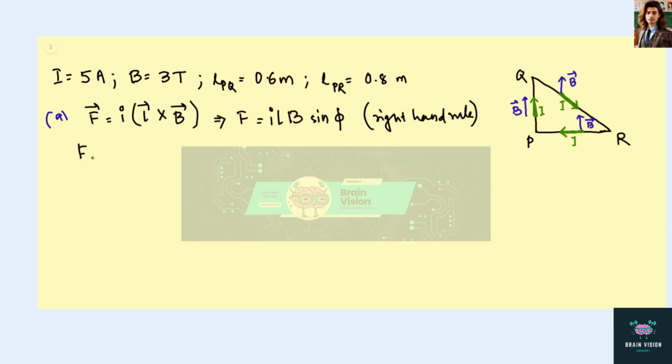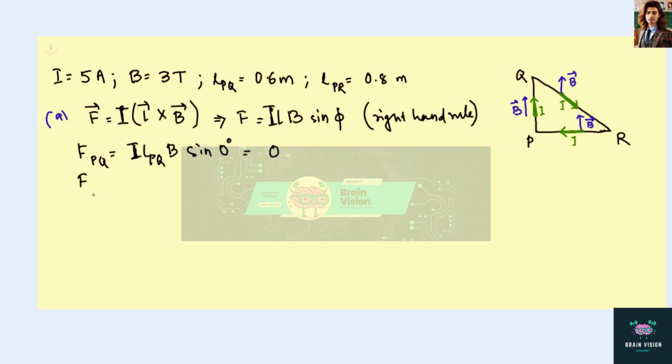So FPQ is going to be I times LPQ. So current is basically capital I. So let's write capital I in each of the cases, times B sine phi. So phi for the PQ segment, you see that I and B are parallel. So phi is 0 degrees and this gives the force to be 0 on the segment.